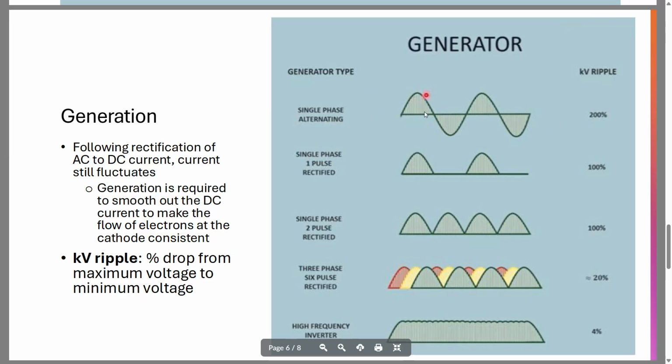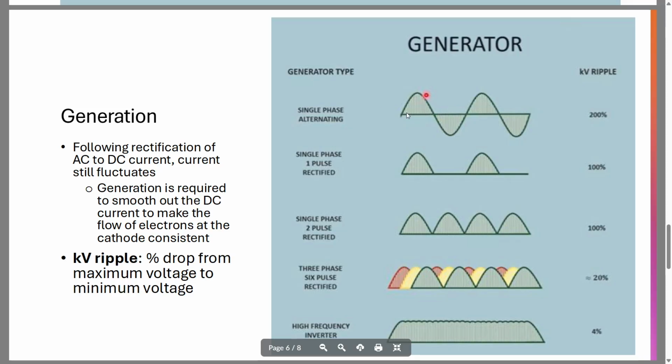That amount of drop from maximum to minimum voltage, from the base of that curve to the top of that curve, is considered kV ripple or voltage ripple. So you might see either referring to that phenomenon. So basically this table is going from worst to best generators. We want the lowest amount of kV ripple possible because that means we have the most consistent curve.